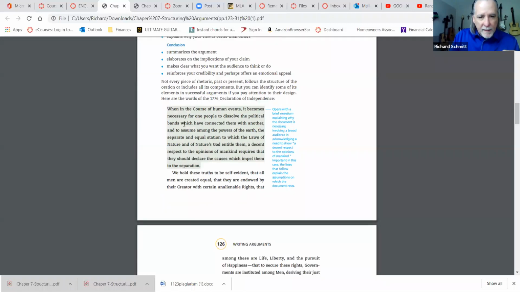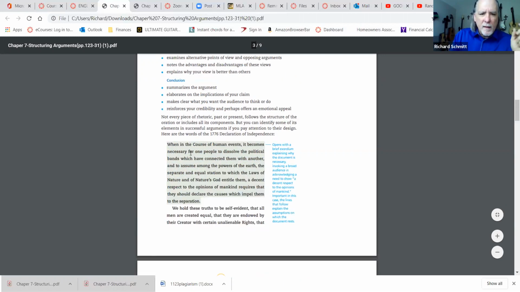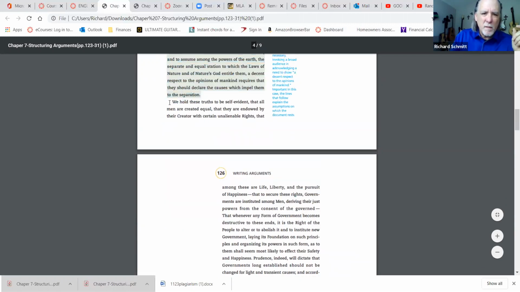So anyway, the Declaration of Independence here. I told you we'd talk about it. This is all from the one chapter that was assigned for today. I'm skipping over this preamble part, because this is the actual argument that Jefferson and his co-writers make.